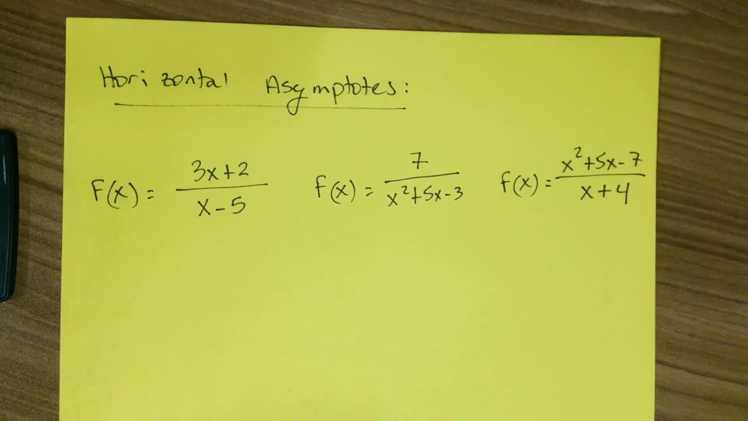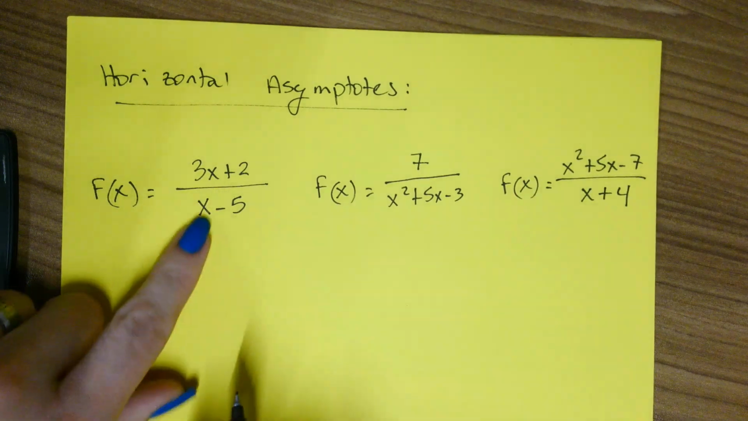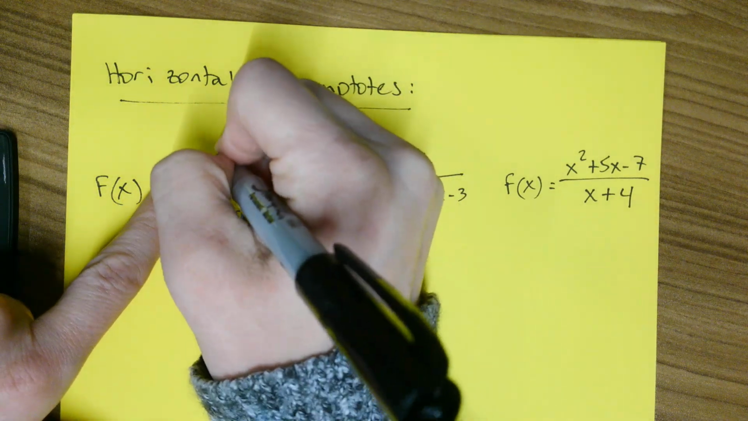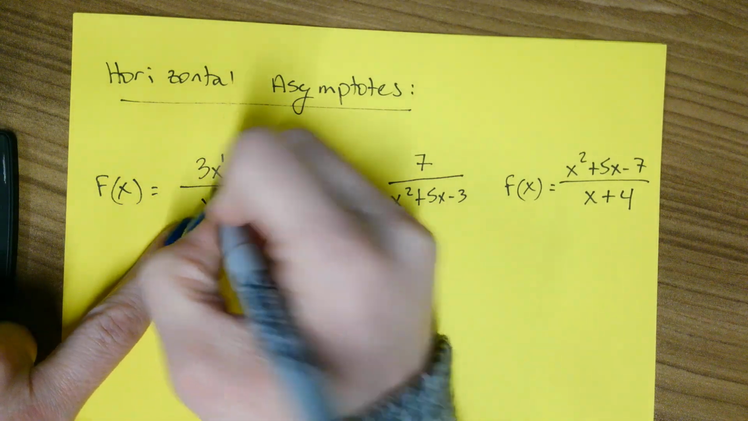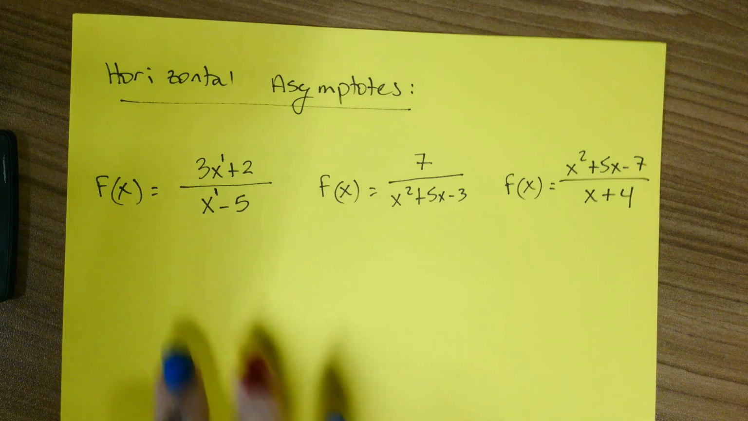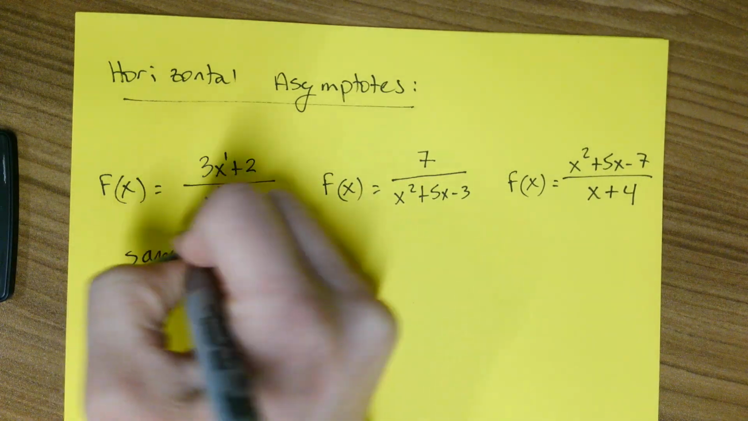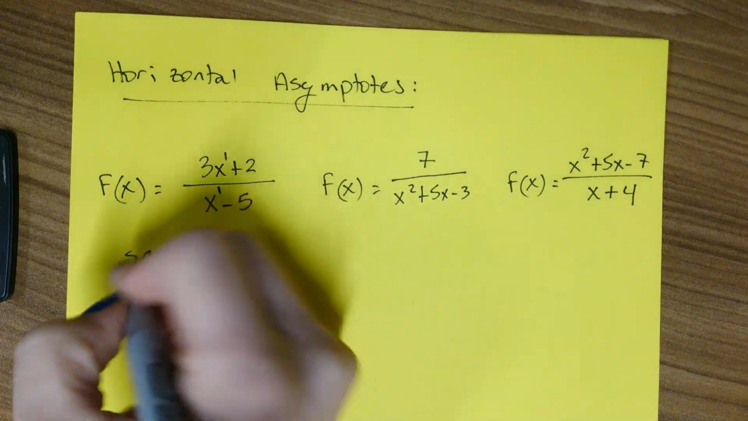So if you look at the degrees of the polynomials that make up the rational function in this first example right here, in the numerator we have a linear function, so this is x to the first power. And in the denominator, we have, again, a linear function. So its degree is 1. This is x to the first power. When we have the situation where the degrees are the same, so same degree, we have a horizontal asymptote.